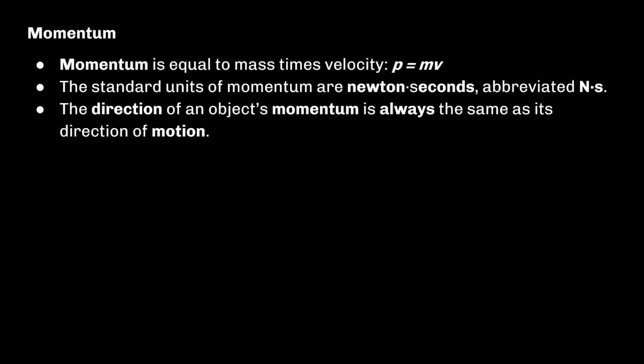As always, these facts and the examples are going to be in the description down below as Google Docs. Starting off with momentum: momentum is equal to mass times velocity, so I must have movement in order to have momentum for an object, and the equation is P equals mv. My standard units for momentum are newtons times seconds, abbreviated N times s. You can also have kilograms times meters per second. That's the same exact thing as newtons times seconds. And the direction of an object's momentum is always the same as its direction of motion.